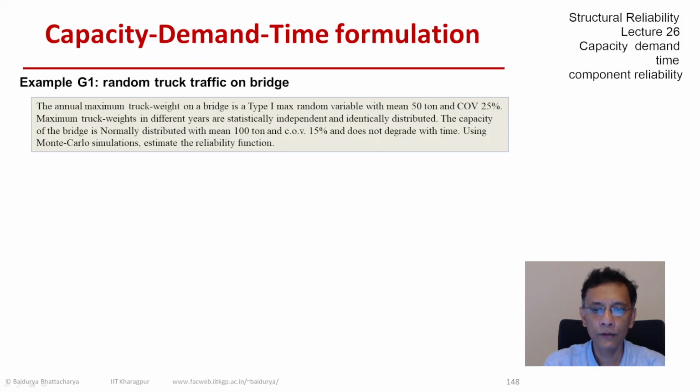Let's now solve an example involving random pulses occurring on a structure with no degradation and a known number of pulses. So let's take a minute to read the problem, and then we will go through the solution.